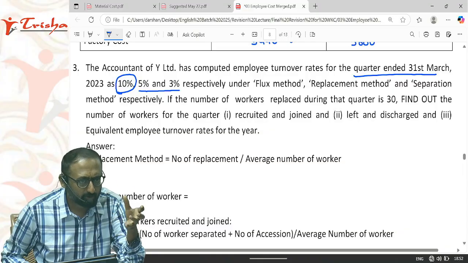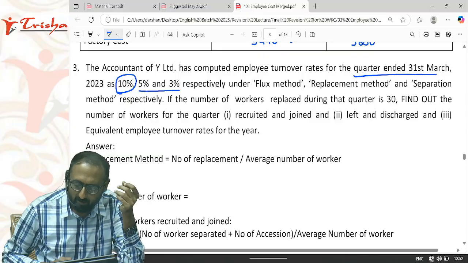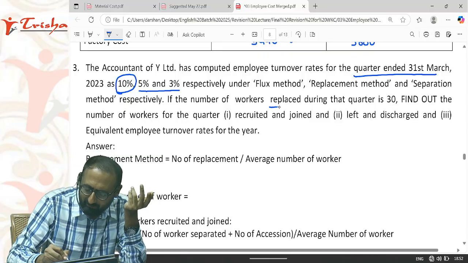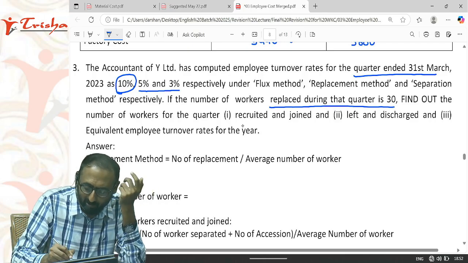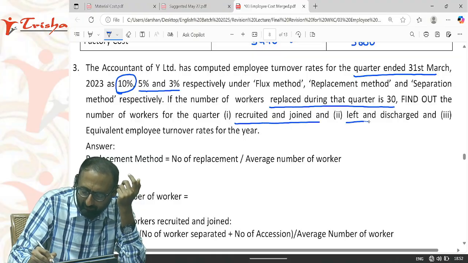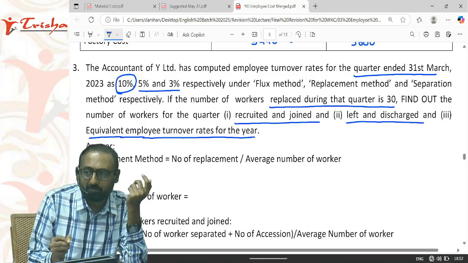8 is not equal to 10. So new recruitment for expansion will be there. Next one. The number of workers replaced is given in the question, 30 workers are replaced. Find out how many workers were recruited and joined, how many workers left and were discharged, and the equivalent employee turnover rate for the year.